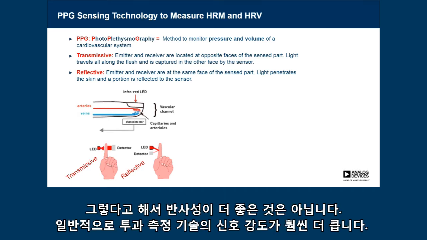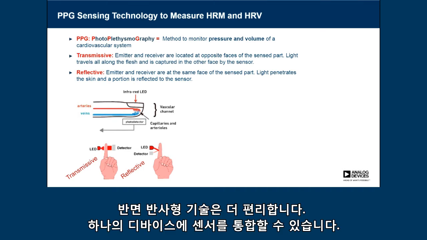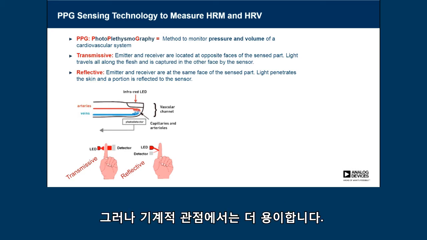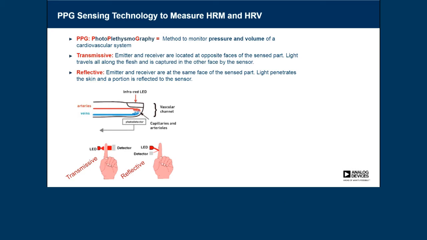And not because reflective is better. Usually what we see is that in a transmissive measurement technology the signal strength is much bigger, but the reflective technology is more handy. You can make the sensor, for instance, integrated in a wrist-worn device. So you don't have something that sends light through a certain part of the body, but you measure with the emitter and the receiver at the same site, which is easier from a mechanical perspective.